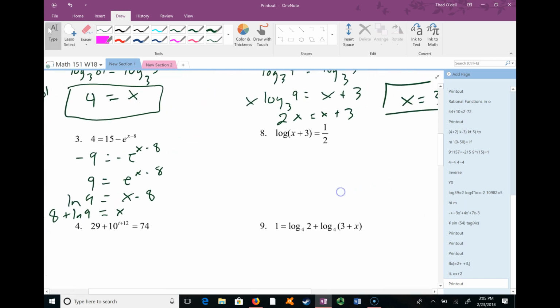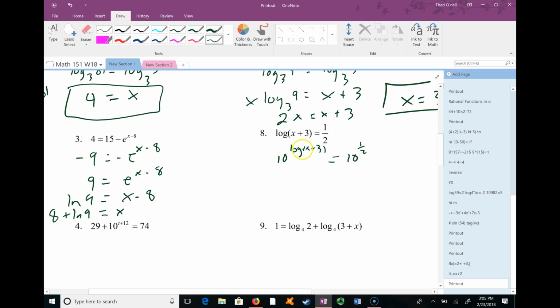Okay, number 8, let's see, we got a log on one side, that's log base 10 by the way, and 1/2 on the other side. Remember it's log base 10 if they don't write any base and it's log. So how do I undo a log base 10? I make both sides a power of 10. So that means this would be 10 to the log of x plus 3, and this would be 10 to the 1/2 power.